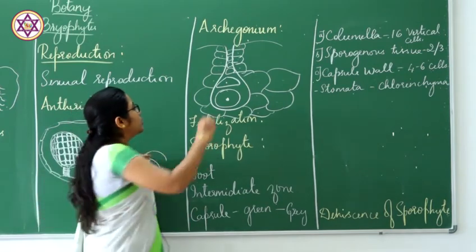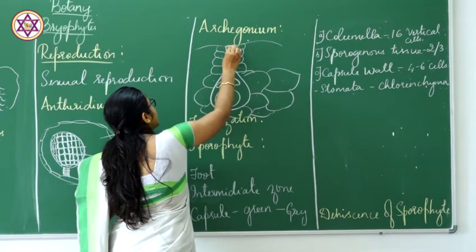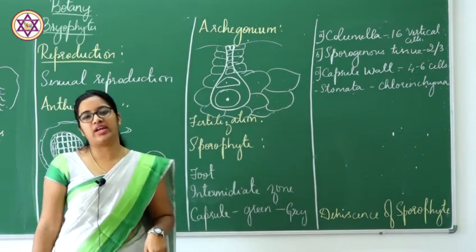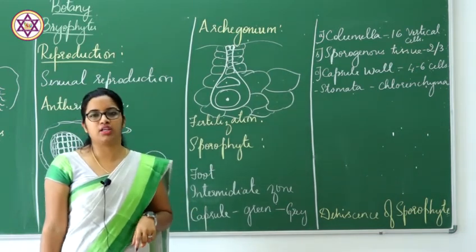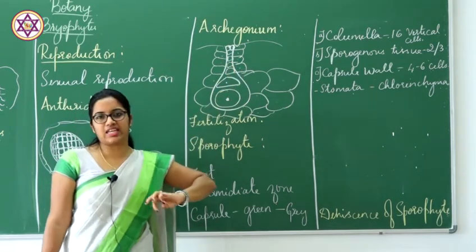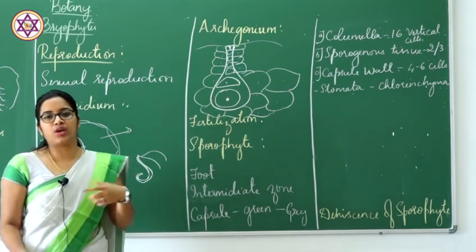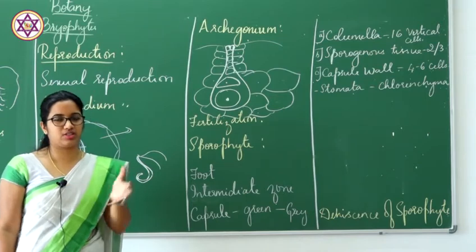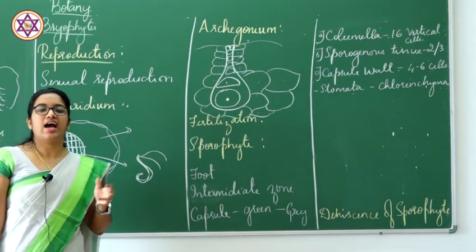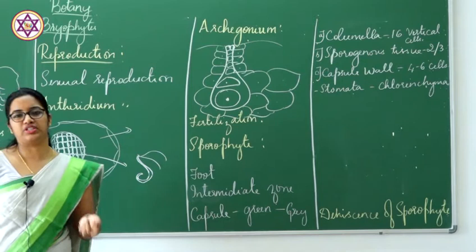There can be 4 to 6 neck canal cells present in the neck region of the archegonium. And at the tip there are 2 special cells closing the neck of the archegonium. So you have 4 to 6 neck canal cells, 1 venter canal cell and 1 matured egg present in the venter region, that is the swollen base. Now these bryophytes, as we said in the general characters, require water for fertilization.